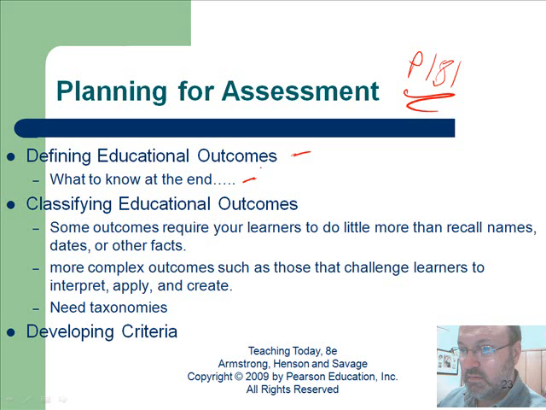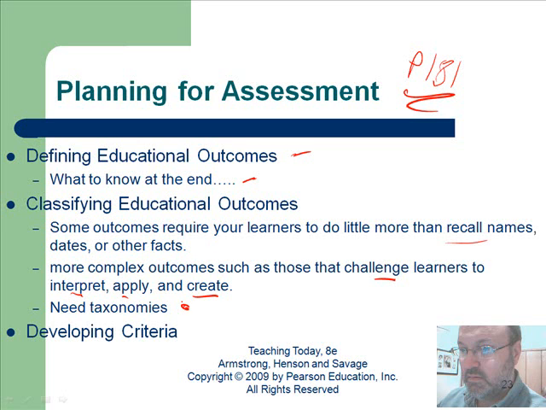Now this gets a little more technical as classifying that. Some outcomes require your learners to do little more than recall names, dates, or other facts. And that's unfortunately how this class is run, as being an entry-level class. We just ask you some basic things. This is what I call a flyover. More complex outcomes, such as those that challenge learners to interpret, apply, and create, aren't always done. Those are higher levels. And for that, you need taxonomies to figure that out.